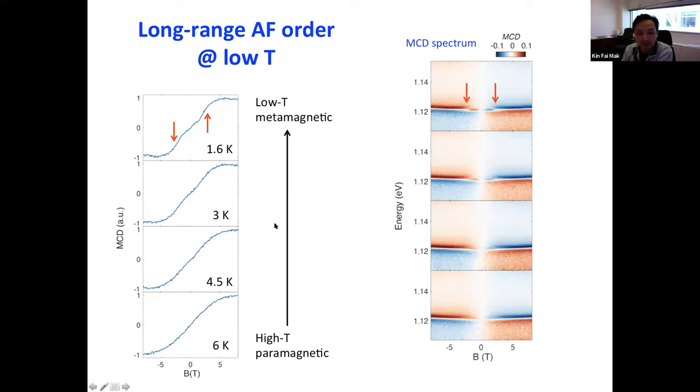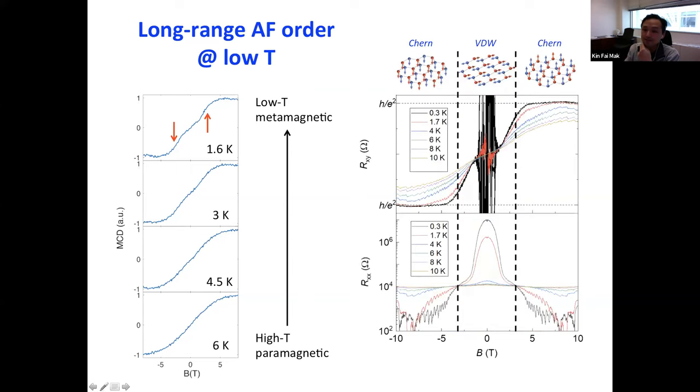And to convince you further, I'm showing here the MCD spectrum. This is the extracted MCD signal, as we cool the sample from 6 Kelvin to 1.6 Kelvin. You can really see a sudden peak shift around this characteristic magnetic field of 2 to 3 Tesla. That really shows that there is a sudden magnetic transition induced by the magnetic field. It's consistent with a metamagnetic phase transition in the system. So this result showed that there is indeed long-range anti-ferromagnetism in the system.